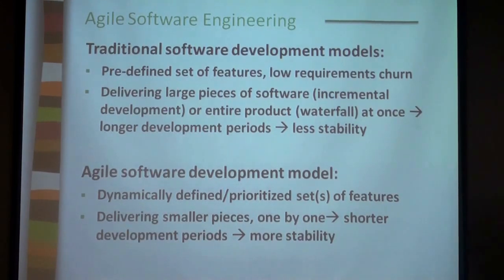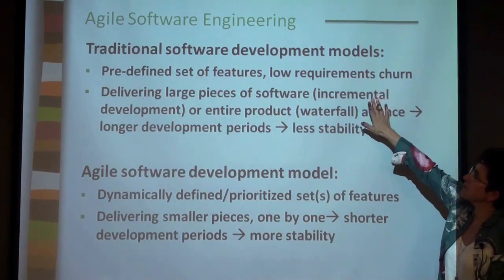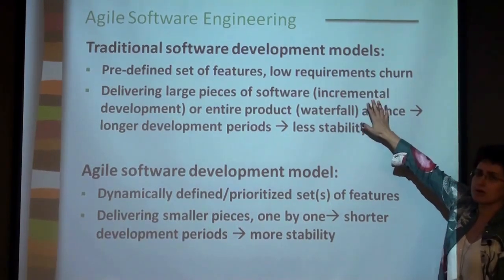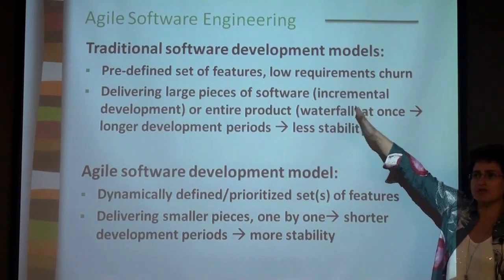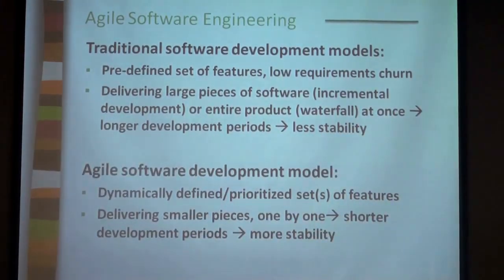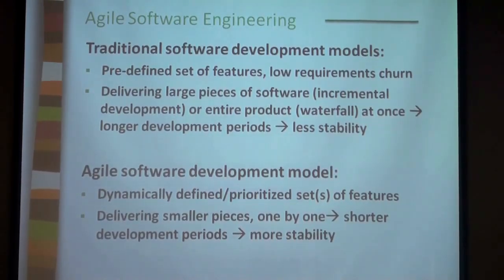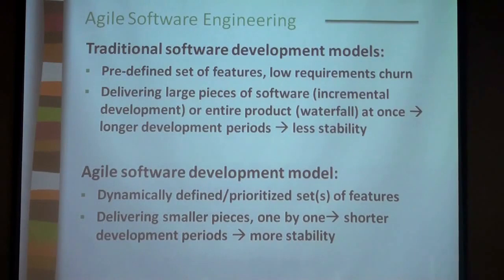So this is a few lines of comparison between the traditional software development approach and Agile. As you remember, in traditional software development, we have a predefined set of features and low requirements churn. Basically, we are trying to finalize the requirements early in the cycle. We are trying to say, okay, these are the 20 requirements we will implement, nothing more, nothing less, and we go with that.